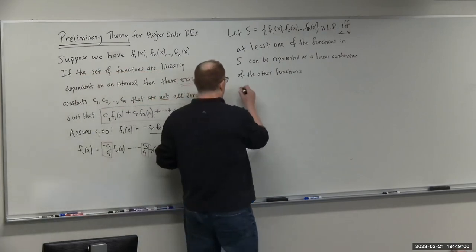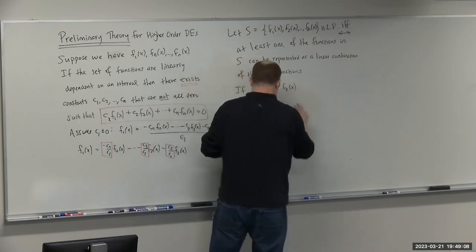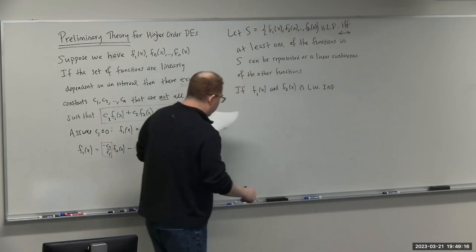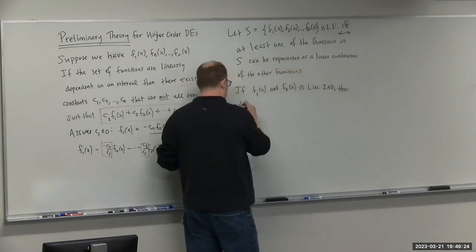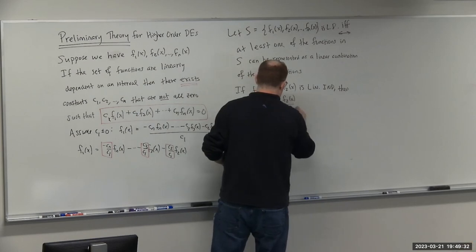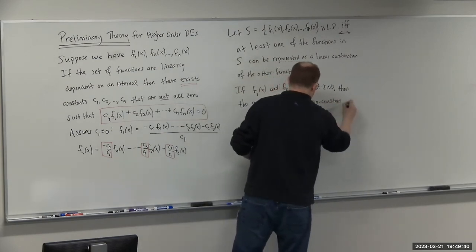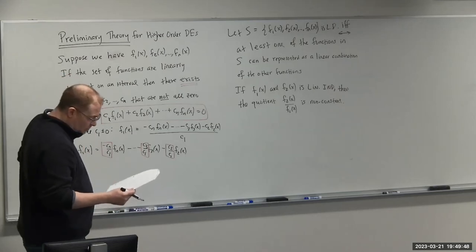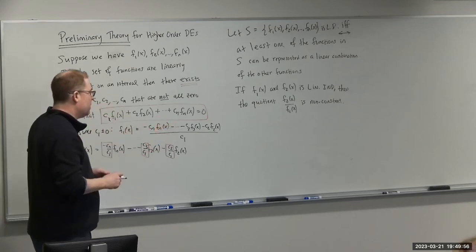So as a consequence of this, if these two functions are linearly independent on some interval, then the quotient, if you take the ratio of those, doesn't matter the order, is going to be non-constant. This idea is actually going to be used in deriving the techniques.